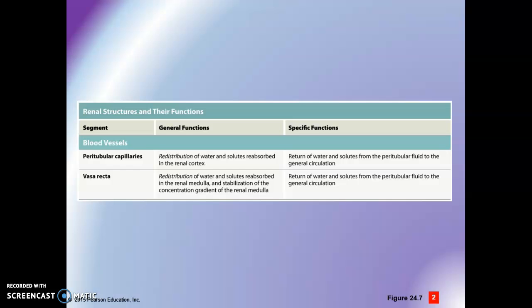In the peritubular capillaries, there is a return of water and solutes from the peritubular fluid to the general circulation. In the vasa recta, there's a return of water and solutes from the peritubular fluid to the general circulation.